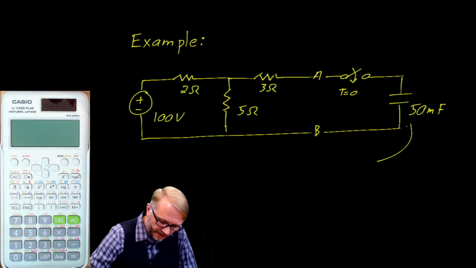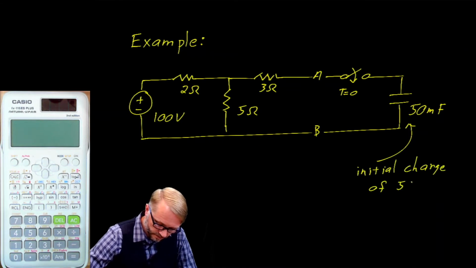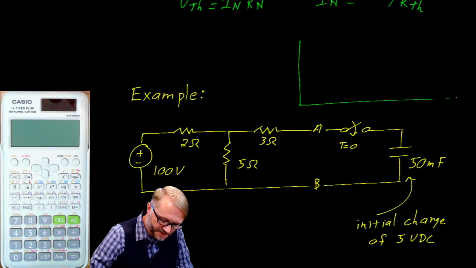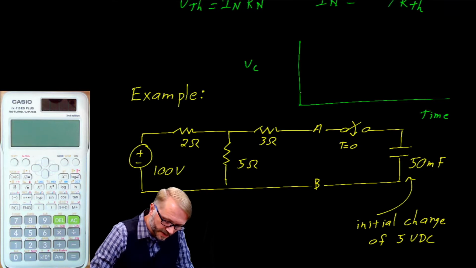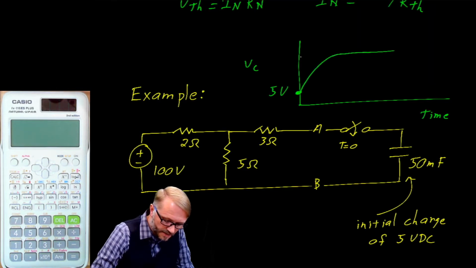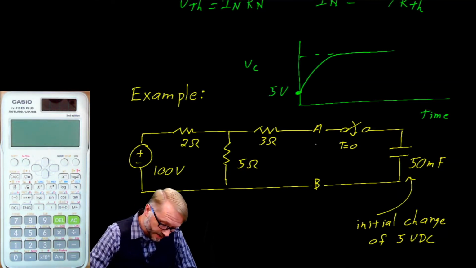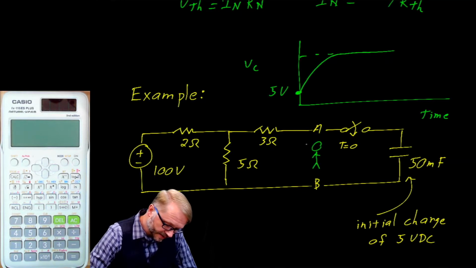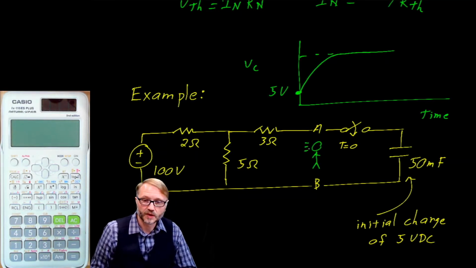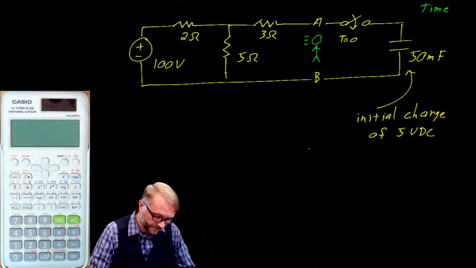To make it more interesting, let the capacitor have an initial charge of 5 volts. As a function of time, we'll see that the voltage on the capacitor changes. We start out here with an initial voltage of 5 volts, and we will increase to some maximum voltage. But at this point, we don't know what that maximum voltage is, because we're not exactly sure what the Thévenin equivalent, looking in from terminals A and B, is. But we can find out in short order.